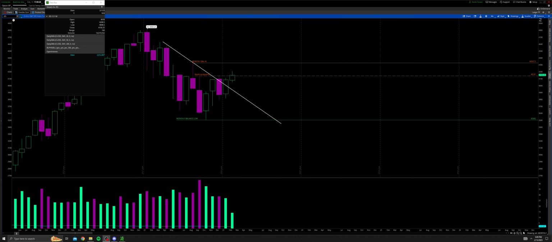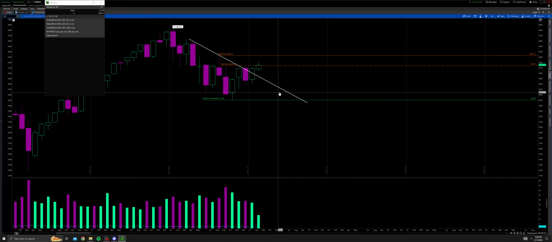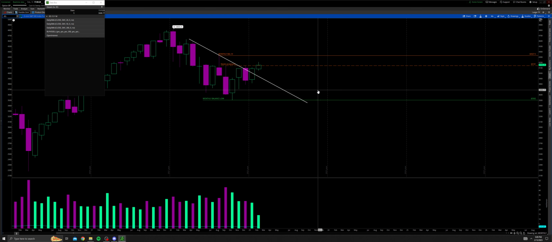It is Monday, February 13th, 2023, and we'll be breaking down the S&P 500 E-mini chart, down from the monthly, into the weekly, down into our daily.